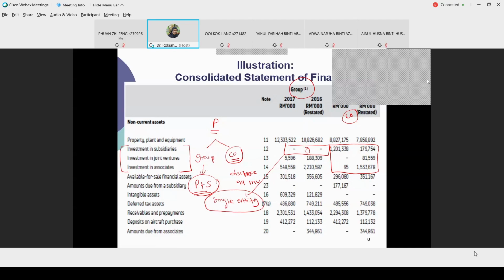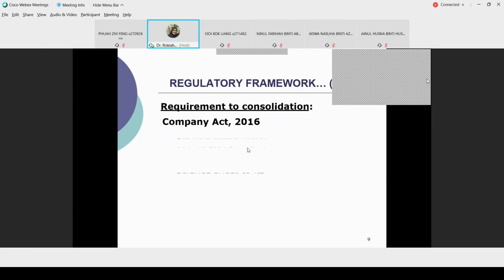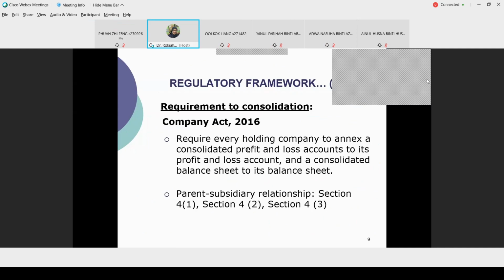Okay, so we're going to proceed with the next slide. For the regulatory part, we are going to refer to the Company Act. The Company Act mentions that every holding company, that is a parent company, needs to annex a consolidated profit or loss account to its profit or loss account and a consolidated balance sheet to its balance sheet.